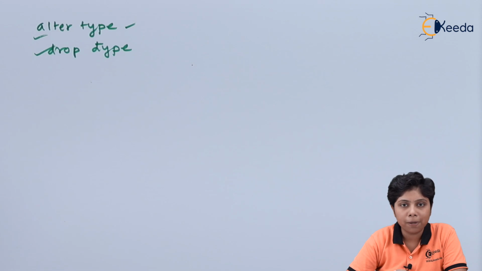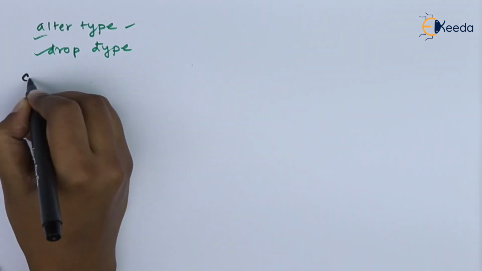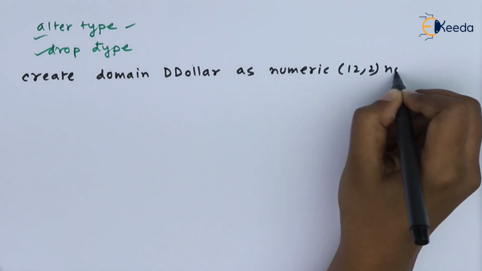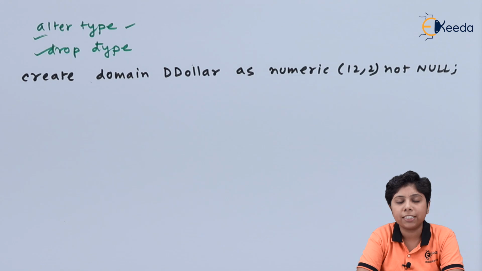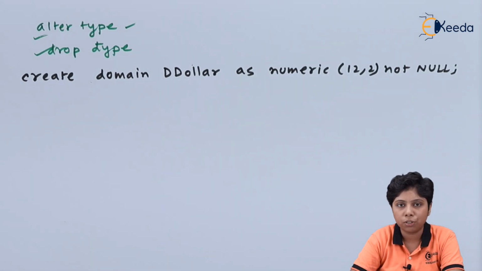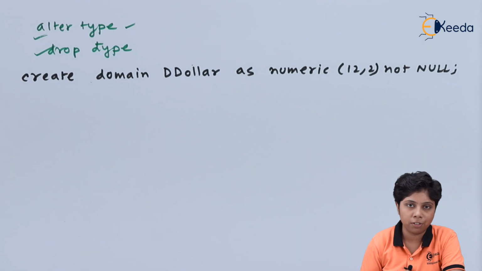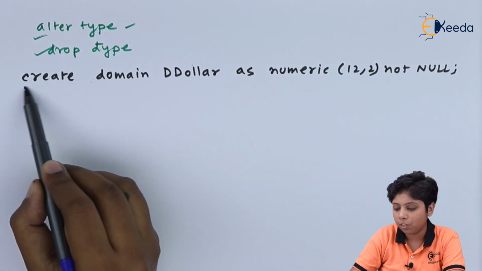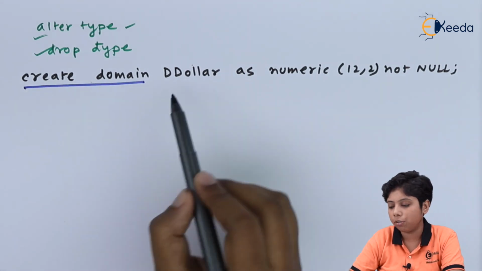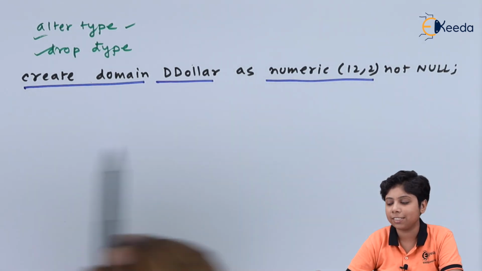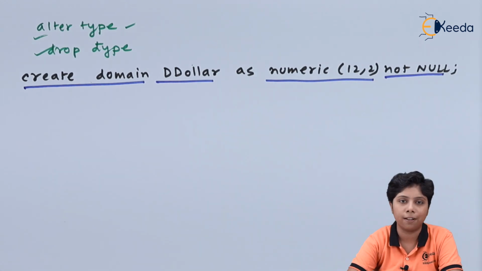Now we will see a complex domain with an example. Here I have created a domain, not a data type, that is dollar. Dollar here was a user defined data type created with the create command, and here I have used the create domain clause to create the dollar as numeric 12,2, but with the addition of one constraint, that is not null.